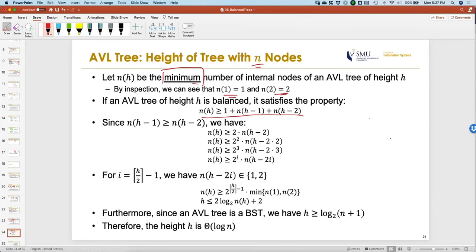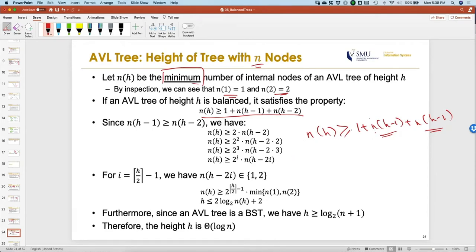Okay, so we can rewrite this, right? nh must be greater than or equal to 1 plus nh minus 1 plus nh minus 2. Now, nh minus 1 is taller than nh minus 2, because the height of h minus 1 is 1 more than h minus 2. So this tree is taller than this tree. If it is taller, that means that the minimum is going to be bigger here than here, right?